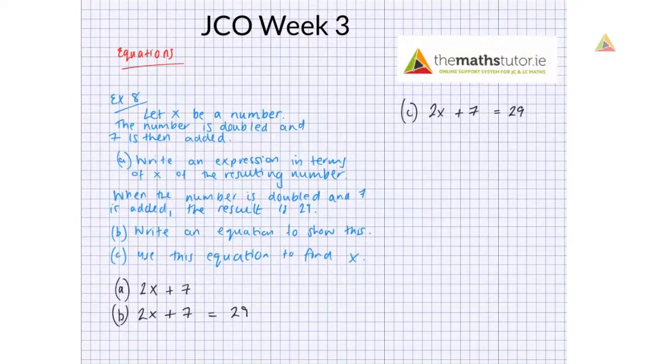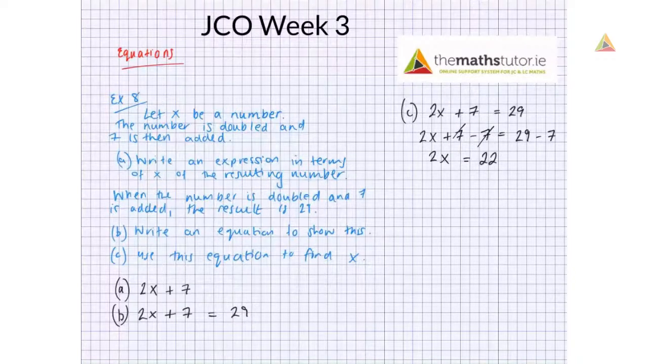So it's going to be 2x plus 7 minus 7 is equal to 29 minus 7. So next line is going to be 2x, they cancel because 7 minus 7 is 0, is equal to, so 29 minus 7 is going to give you 22.